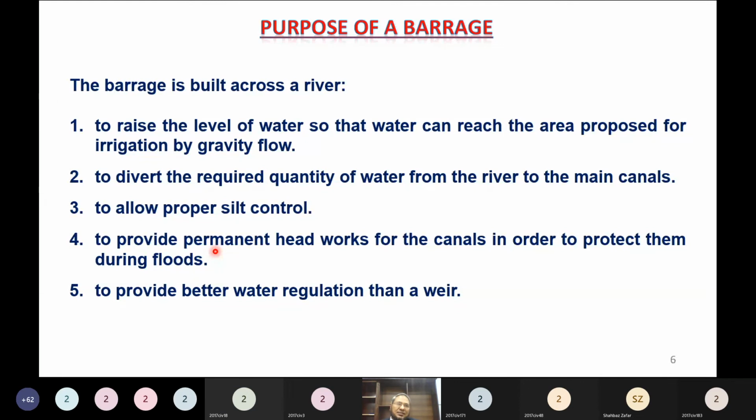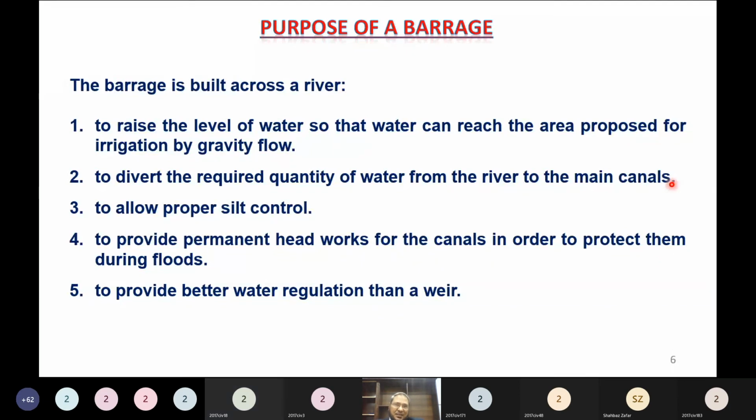When there are floods, river water carries a lot of sediments. Their diameter is also bigger, and their quantity, silt load and silt grade, both. Silt, rather not just silt, sand also comes, gravel also comes in case of heavy floods. So if the canal gates are not closed, then what will happen?